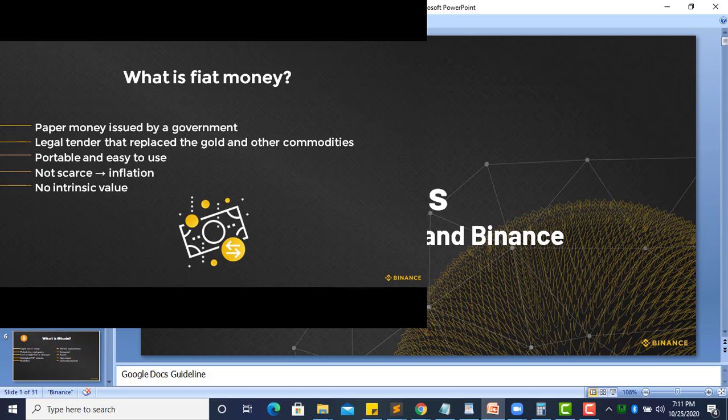So back then, the means of exchange is gold. So you exchange gold to get anything you want. So now the legal tender that they use instead of gold begins to be Naira. So that is our own means of exchanging value. It is portable and easy to use. So these are some of the characteristics of fiat money. It's portable and easy to use.